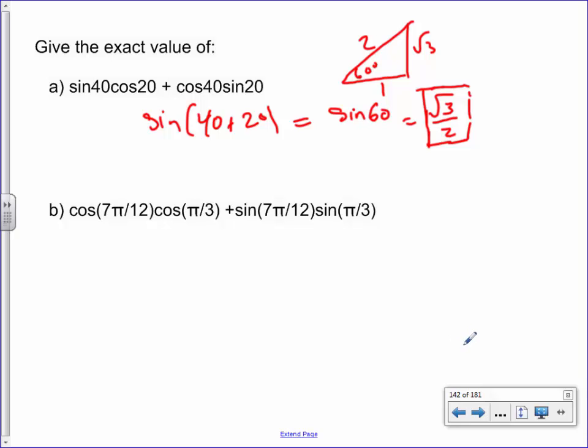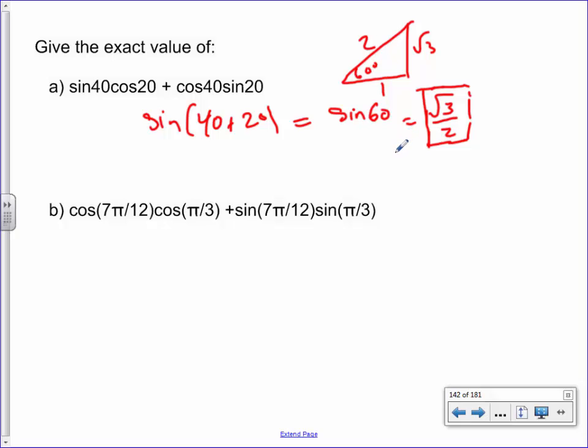If you wanted to double check this, I guess you could type in sine 40, cos 20, cos 40, sine 20. You could type that all in. It would give you some decimal number. And that decimal number should hopefully be equal to whatever root 3 over 2 is. I want to think that's like 1.15 or something like that, or 0.866. I have them memorized. I just don't know which one's which off the top of my head anymore.